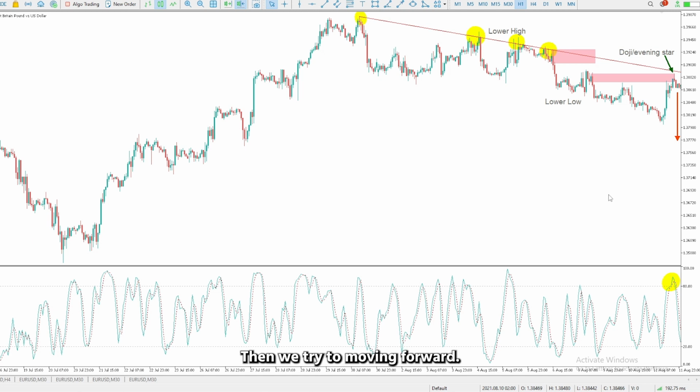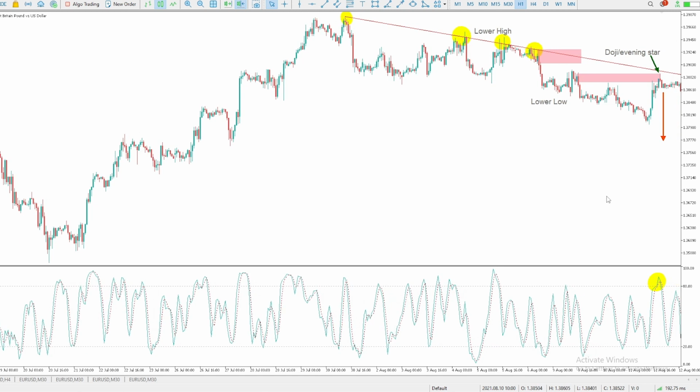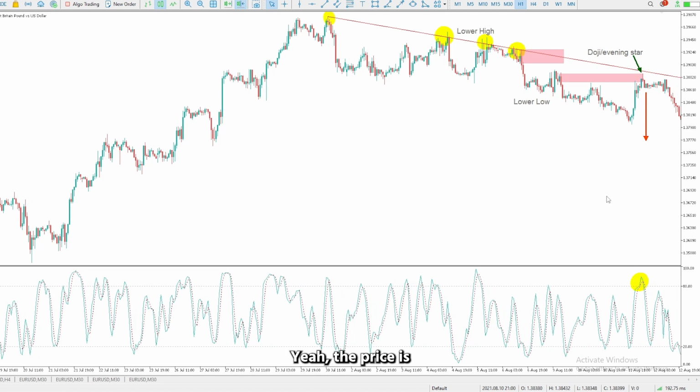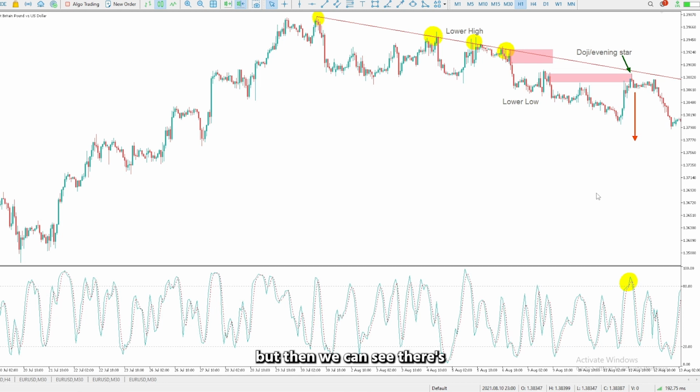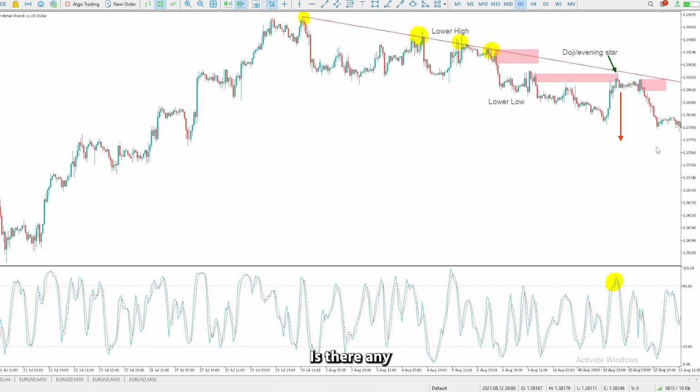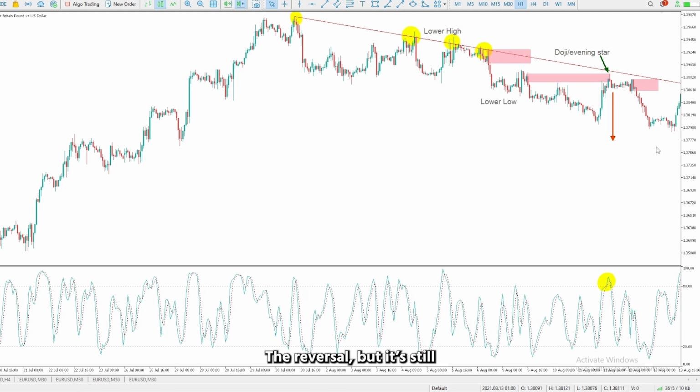Then we try to move forward. Yeah, the price is completely filled. But then we can see there's more supply zone here, and I'm trying to extend the zone and waiting to see if there is any price reaction signaling the reversal.